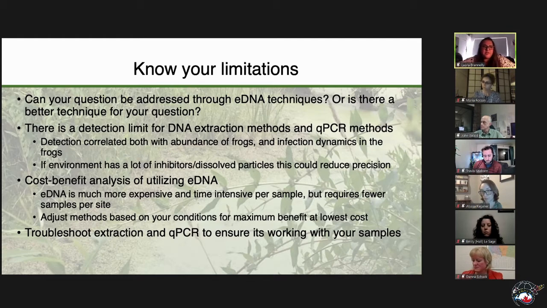And before you go into it, you probably do want to troubleshoot your extraction in qPCR, make sure everything's working. So troubleshooting extraction in qPCR, just make sure that you can actually detect pathogen in your samples and figure out what your limit of detection is before you get going and collect a whole bunch of samples.